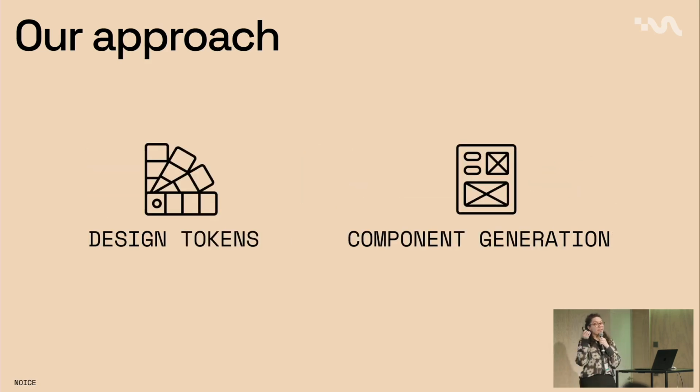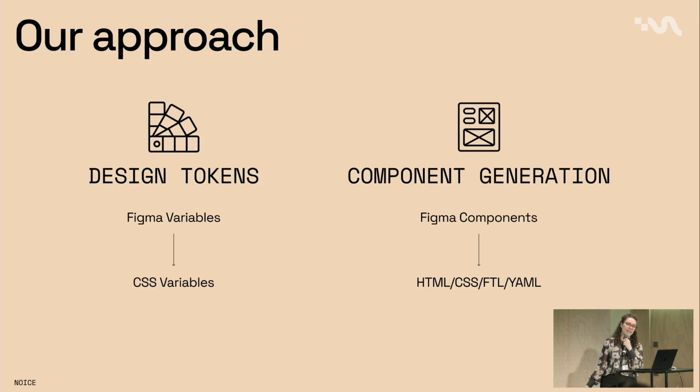We could just generate the component code with static values and call it a day, but clients want scalable multi-brand solutions. So it makes sense for us to integrate both code gen and design token generation into our workflow. So let's walk through the process in more detail. First, we extract Figma variables and convert them to CSS variables. And then we take Figma components and generate HTML, CSS, FTL or React templates and YAML dialogs for Magnolia.